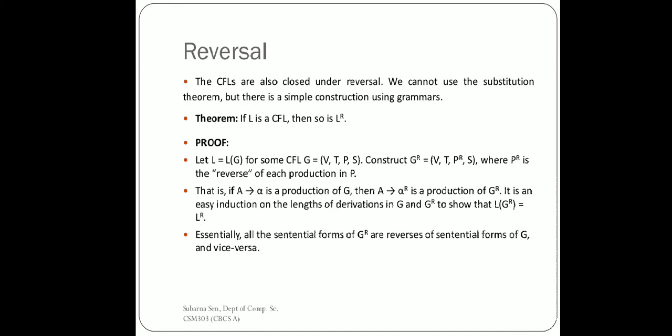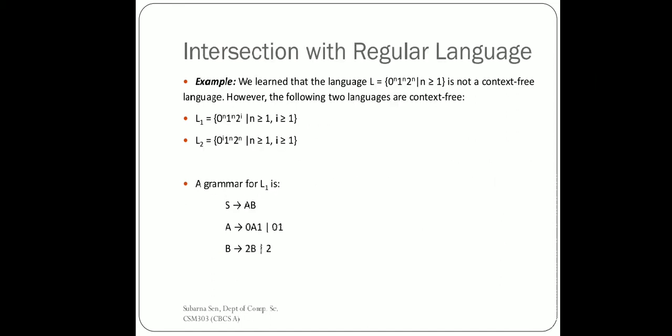Okay, so let us see another thing, intersection with a regular language. If we intersect a context-free language with a regular language, how will it work? We will see this with an example, and for the proof we have to consult the study material. We are assuming one language L, that is 0 to the power n, 1 to the power n, 2 to the power n, which is not a context-free language, you know that.